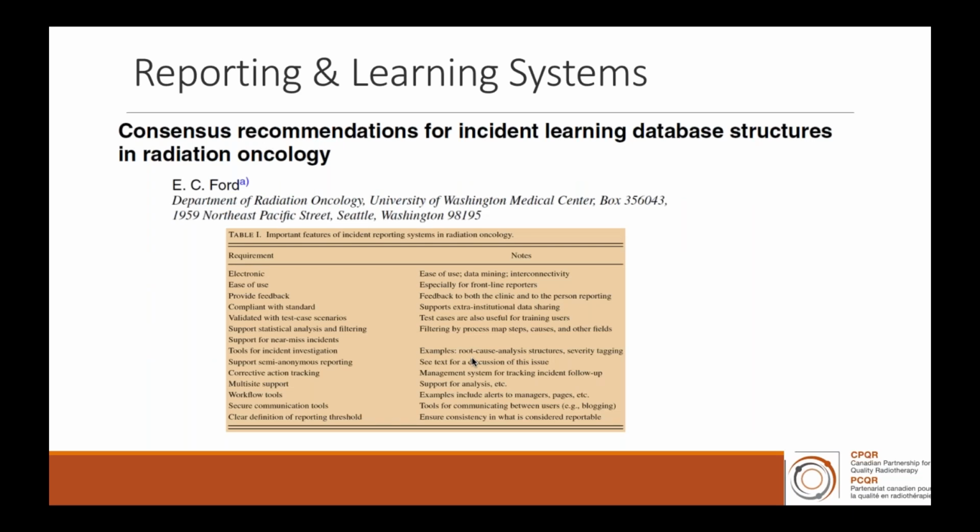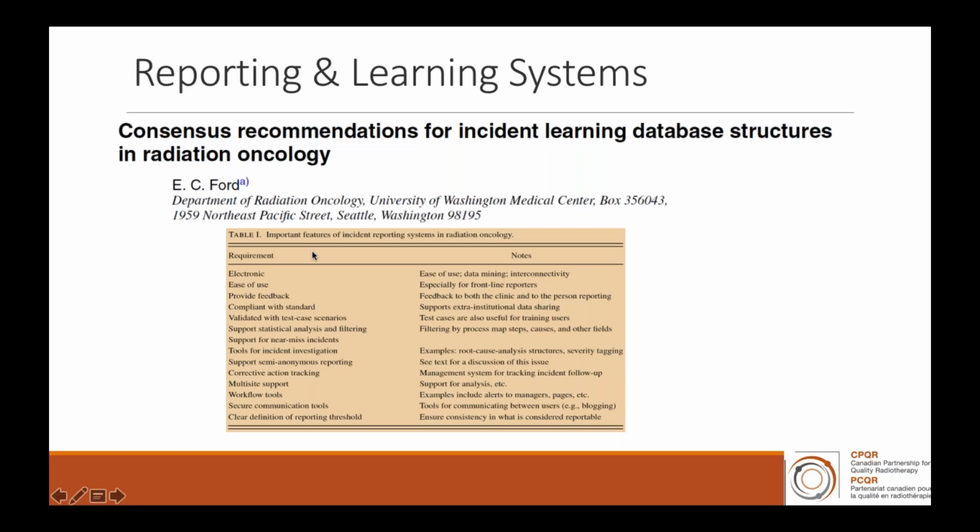However, a lot of work has been occurring in Canada, the United States, and Europe about learning systems. A few years ago, Eric Ford led a work group that came up with consensus recommendations for how these learning systems ought to be structured, such that the data can be acquired systematically but also classified systematically in ways that are meaningful to us.